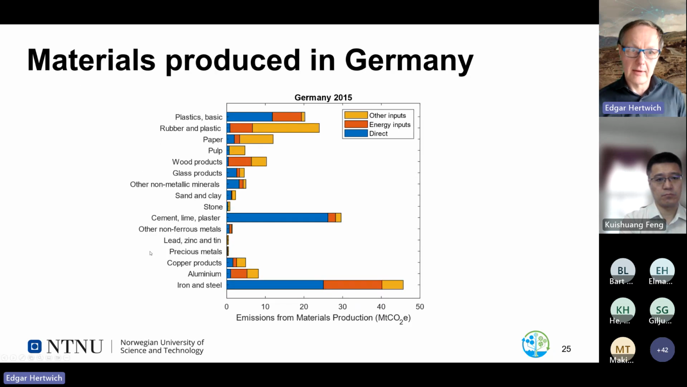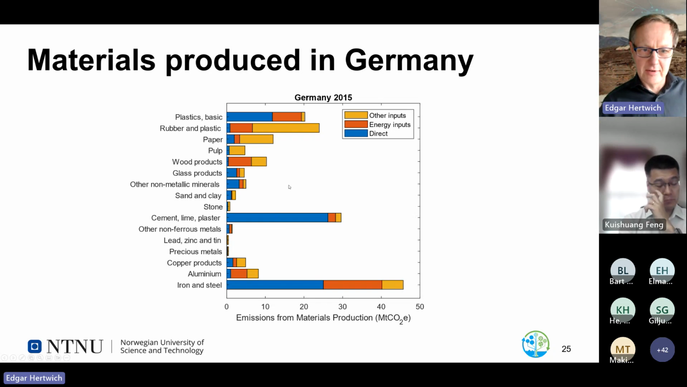And I have looked at a single country, Germany, as an example to see what can be learned. And so again, here is the perspective. Where do the emissions occur? This time by material that is being used in Germany. And so you can see, in Germany, iron and steel is also very important, and cement, and rubber and plastic. So it is sort of like the global picture.